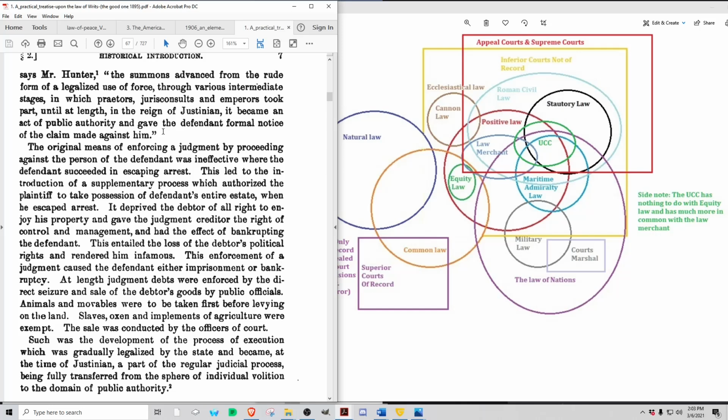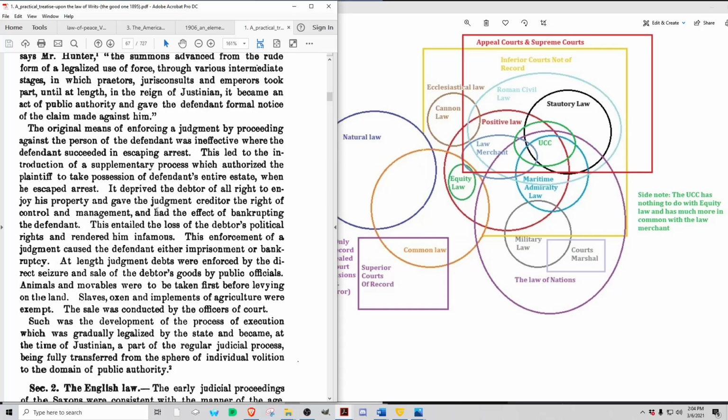So this led to the introduction of a supplementary process which authorized the plaintiff to take possession of the defendant's entire estate. What? That's right. If the defendant didn't give you what he was supposed to be giving you, you got to take possession of his entire estate when he escaped arrest. It deprived the debtor of all right to enjoy his property and gave the judgment creditor the right to control and manage, and had the effect of bankrupting the defendant. You see how ruthless Roman civil law and the law merchant is in this system? No wonder people lose everything in this filthy system, because you don't realize what they're doing, and that this is how it was established to begin with. I mean, it's been like this from the beginning. It's not like it just grew like this. It was this harsh in the start of it.